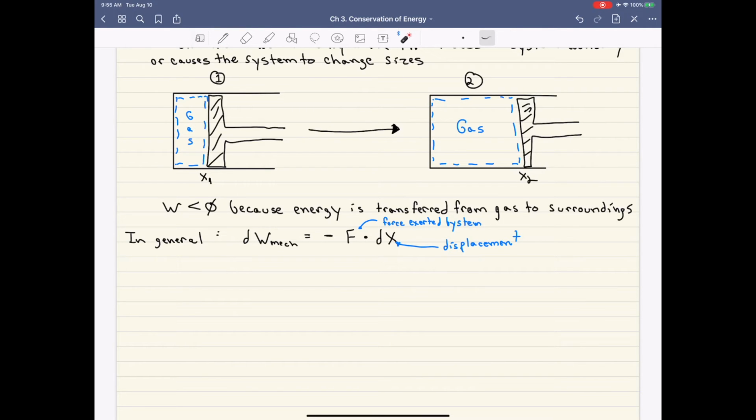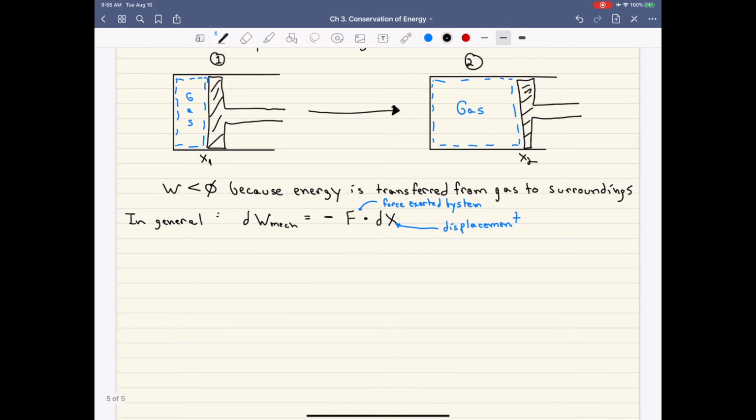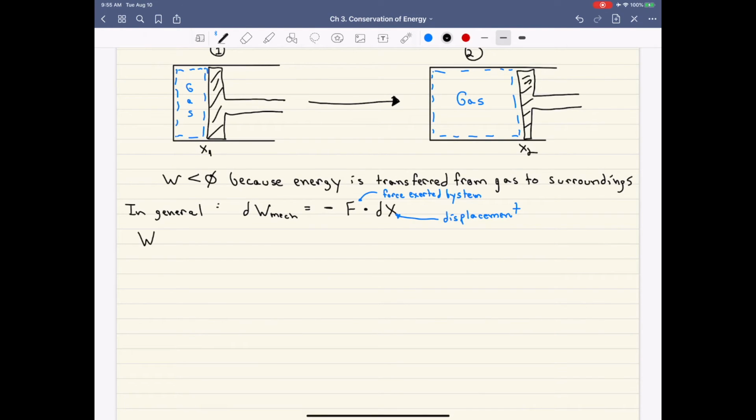And also take notice of that negative sign here as well. By convention, we say that this work is going to be negative, or we put a negative sign here. Okay? And so that's what dW mechanical work is. And so the mechanical work itself is going to be equal to the integral of dW mechanical. And so that's going to be the integral of F dx from x1 to x2. Okay? So that's what work mechanical is.